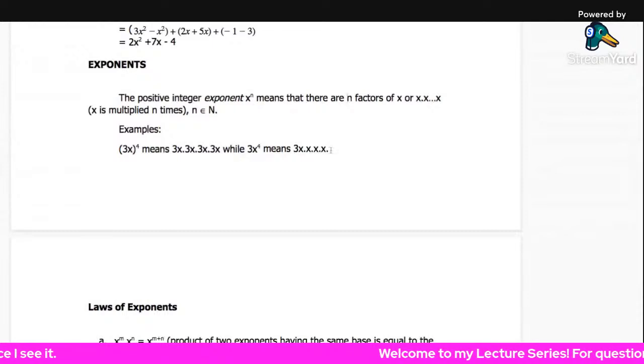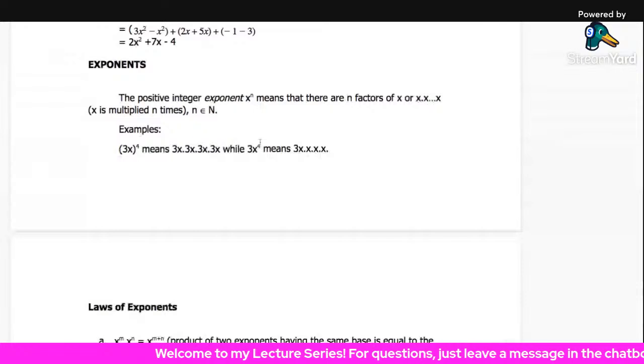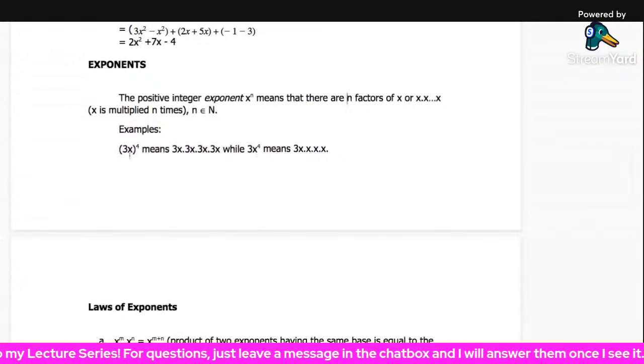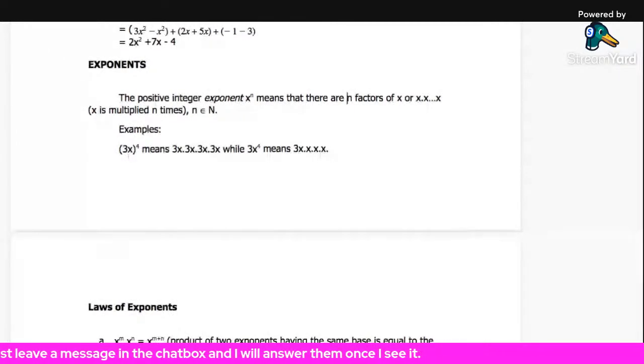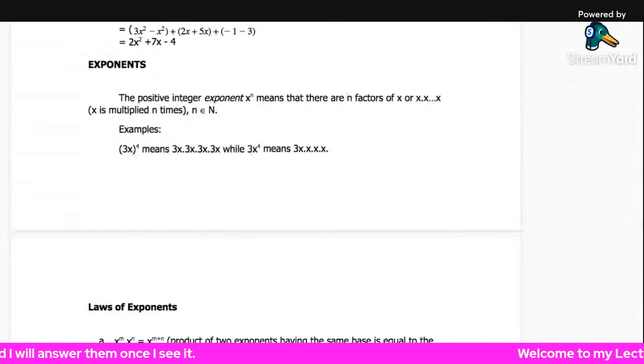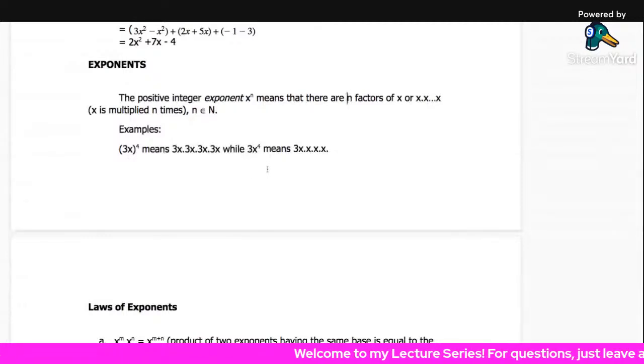So you see, guys, these two are different. The quantity 3x to the fourth and 3x to the fourth are two different exponents. Here we are raising the whole 3x to the fourth power. Here it's only x, and 3 is not being multiplied to itself.